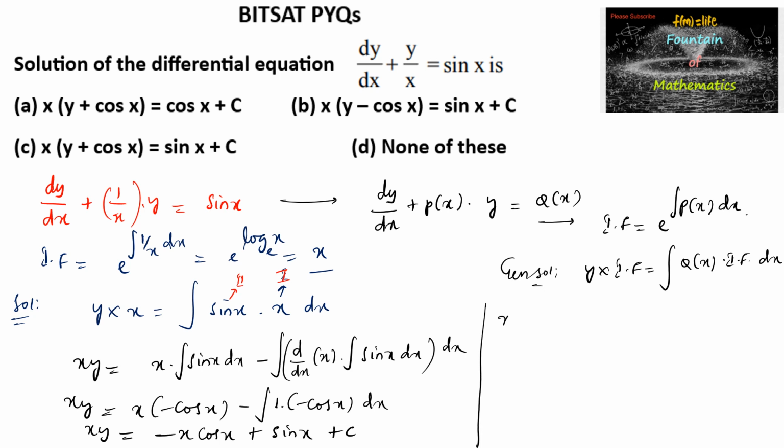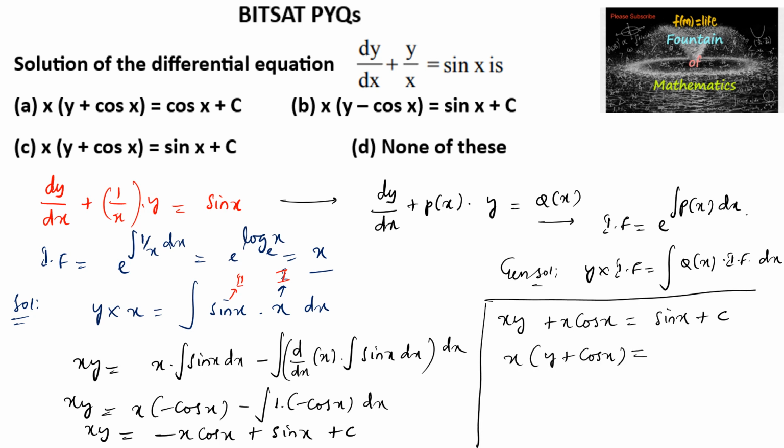Or we can write xy plus x cos x is equal to sin x plus c, or x taken common, x times (y plus cos x) is equal to sin x plus c. So we can go with option C.